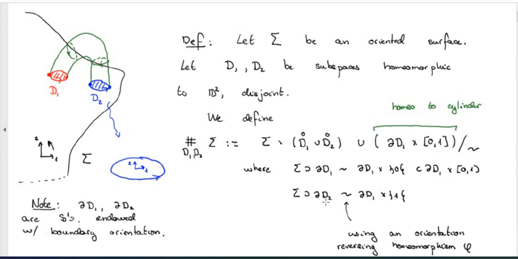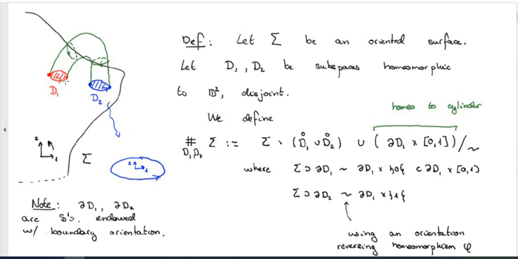So I have to tell you how we identify partial D2 inside of sigma with partial D1 times 1, and this is not automatic. We have to choose some homeomorphism. And to see what's a good choice, let's look at the picture. So for instance, if I take this point in D1 that I marked in red and I follow it around roughly in the cylinder, I will end up here. And if I take this point, I will end up here.